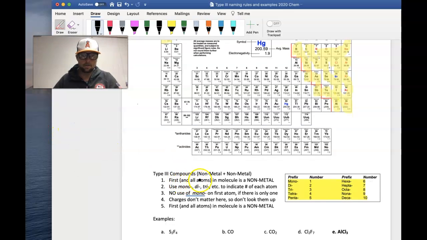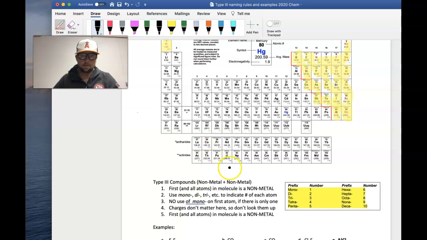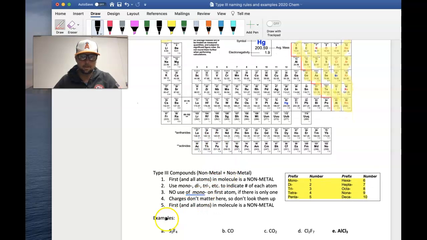First, all the atoms in this molecule, so the first one in all of them, are nonmetals. So if you look down here, sulfur is the first one here, carbon's the first one here. So if you see the first atom in a compound is a nonmetal or a semimetal, you should conclude it's going to be a type 3, this kind of special naming.